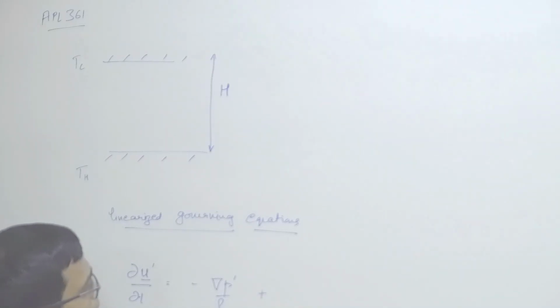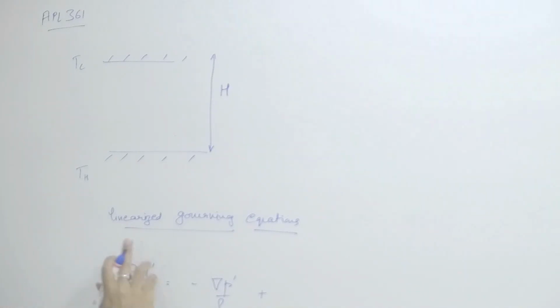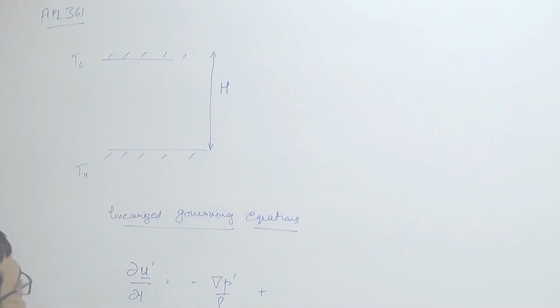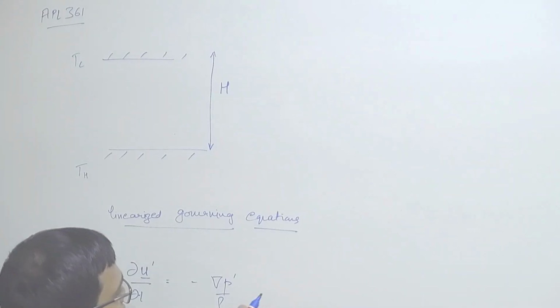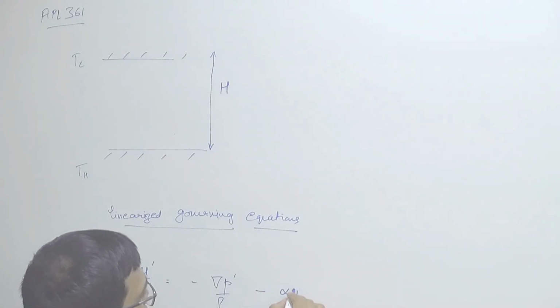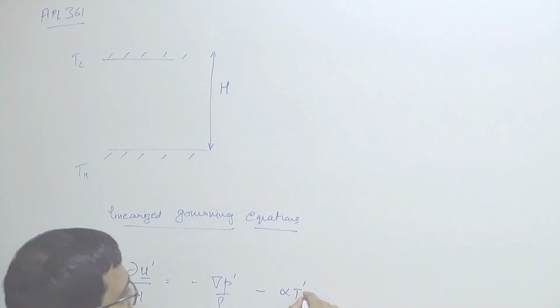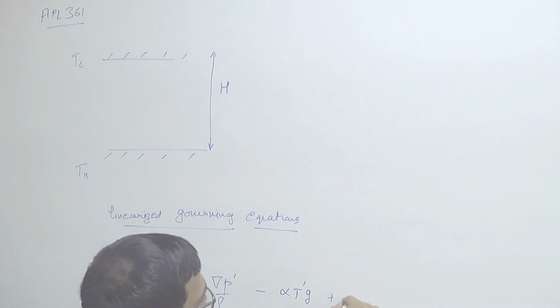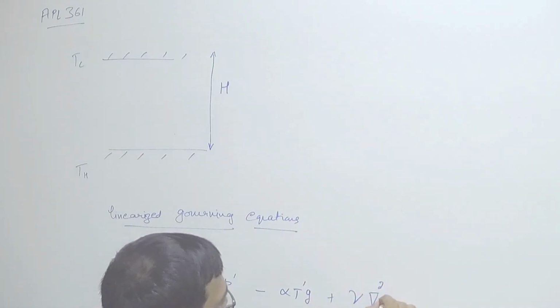We had derived from the non-dimensional equation. First, the dimensional form. Before non-dimensionalization, we linearized, right? We linearized the system. Minus alpha T prime g vector plus nu del square u prime vector.